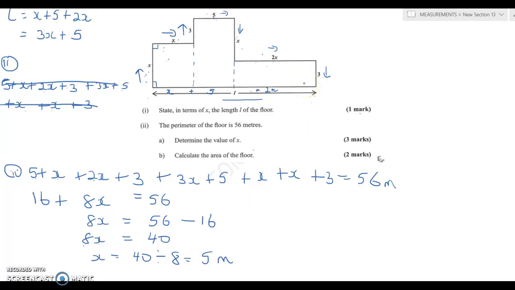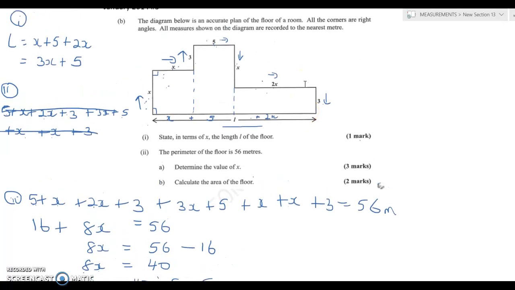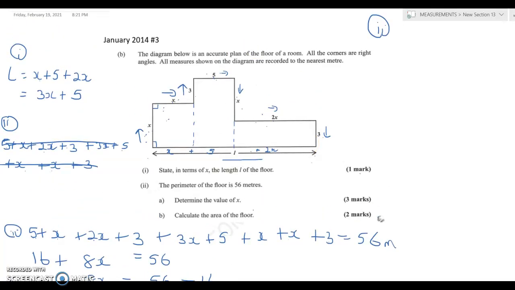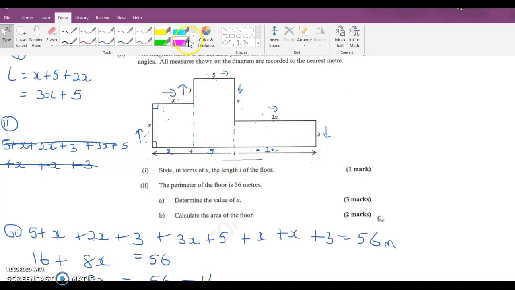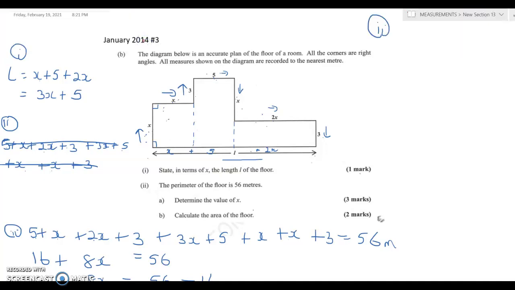And then now we want to find the area of the floor. Let's change color for this one. So finding the area of the floor, I already broke up the compound shape. So we can say this is A, this is B, and this is C. So the area of the floor is adding each piece, right? So let's find the area of A.